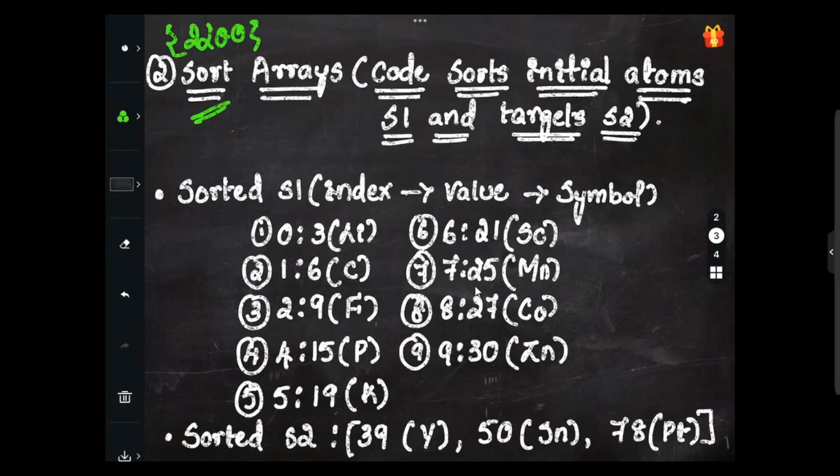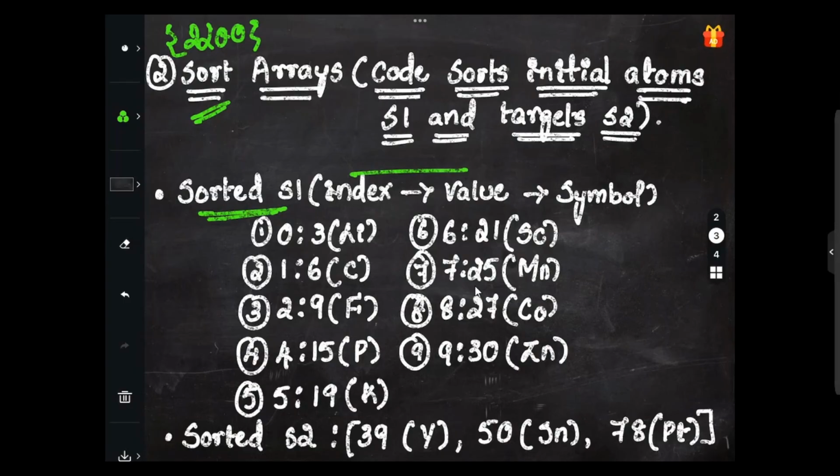So here we have to sort the arrays. The code sorts the initial atoms S1 and the targets S2. Simple. Sorted S1 is nothing but going with the index, value, and symbol, right? So this is the index, 1 to 9, whatever I have written. So here first 0, 3 and Li.